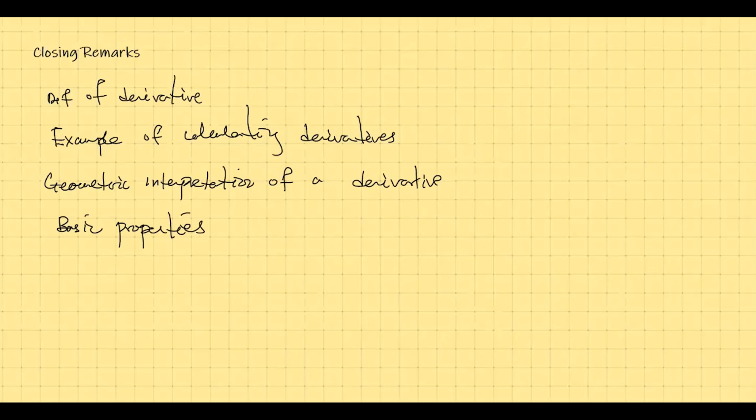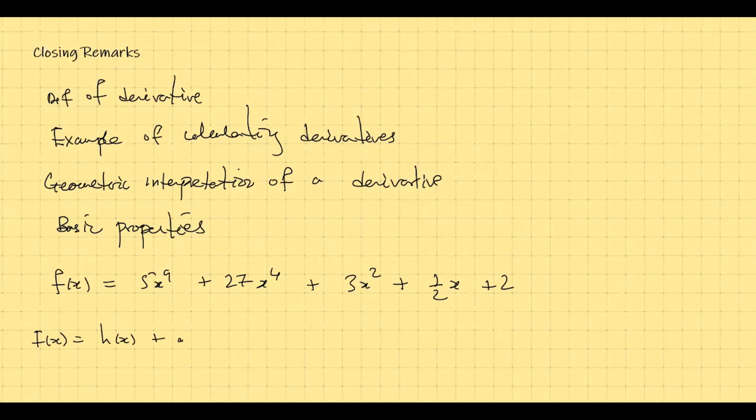Lastly, suppose we have a function which is quite complicated, say something like 5x to the 9 plus 27x to the 4 plus 3x squared plus a half x plus 2. Given the property that we've seen already, if you've got a function f of x made up of two functions, say h of x and g of x, then the way to differentiate f of x is to differentiate each part of the function on the right-hand side. Using that property, we can just write down the derivative of this, because we know that when we have a function like y equals x to the n, we showed that the derivative was nx to the n minus 1.